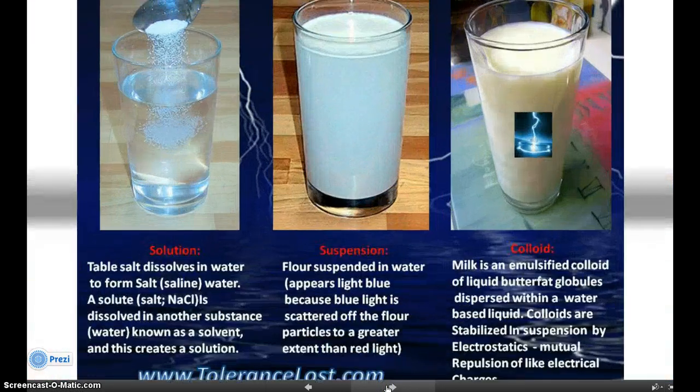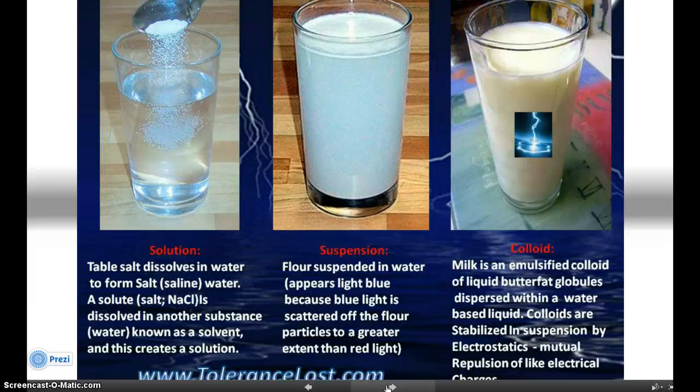To review over mixtures quickly again, a solution or homogeneous mixture is when table salt dissolves in water and it forms salt or saline water. So we have the solute, which is salt, and it's dissolved in another substance, water, which is known as the solvent, and this creates a solution.